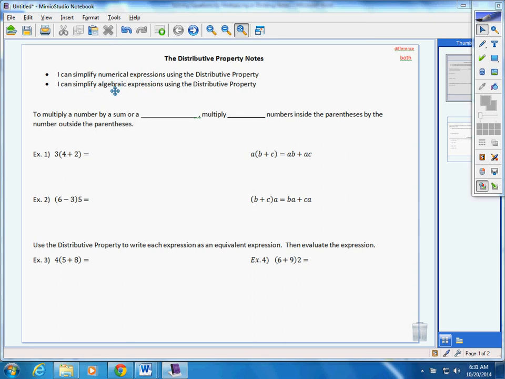Second statement is I can simplify algebraic expressions using the distributive property. And if you look towards the bottom, you have 4 examples. Those ones that have variables involved, okay, those are your algebraic expressions. And the numerical and algebraic expressions are really not done in a very different manner, so don't be afraid.